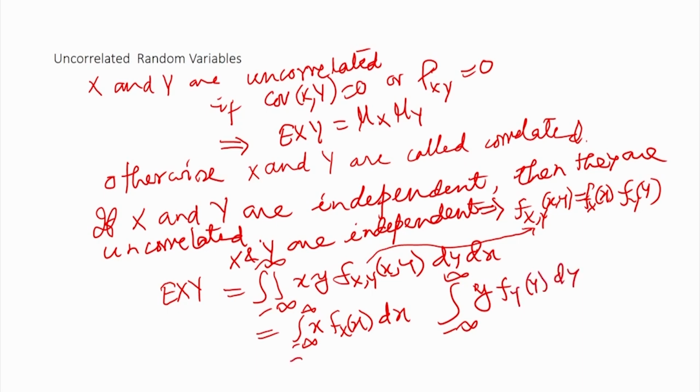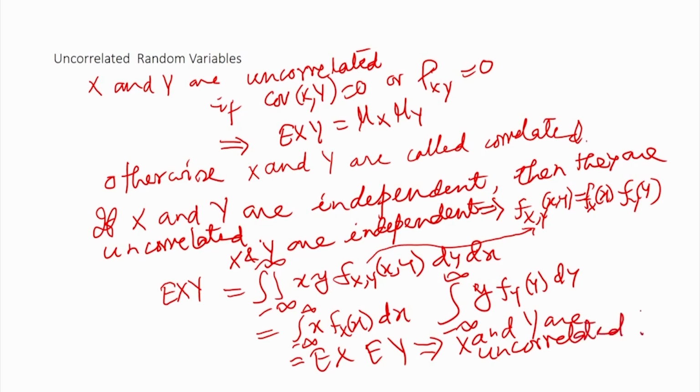So, this is E of x and this is E of y, therefore, E x into E y. Therefore, in the case of independent random variables, E of x y will always be equal to E x into E y, which implies that x and y are uncorrelated. So, if x and y are independent, they will always be uncorrelated. The converse is not generally true.